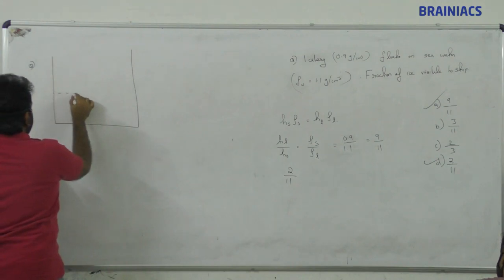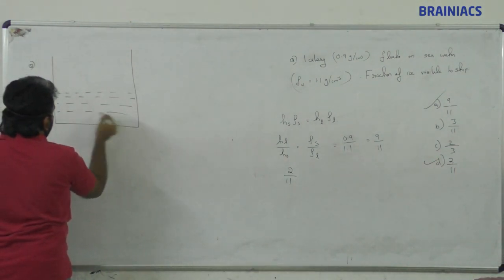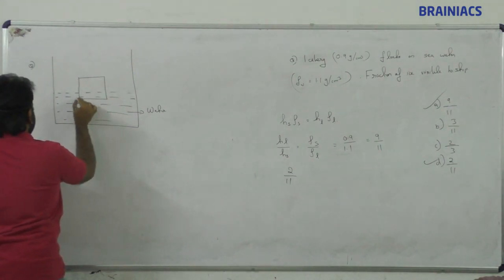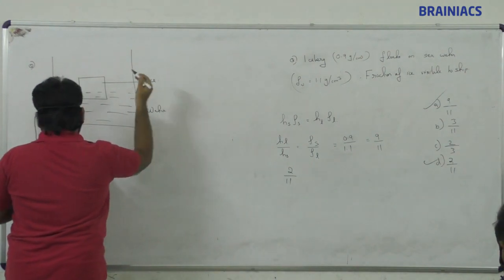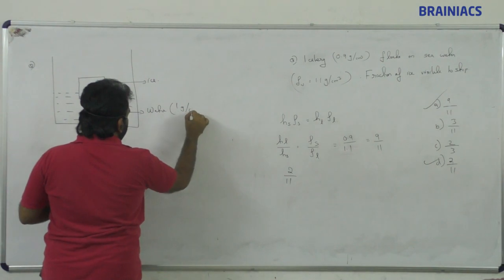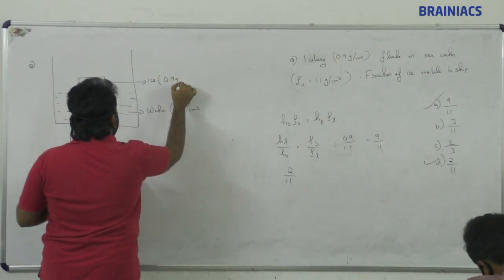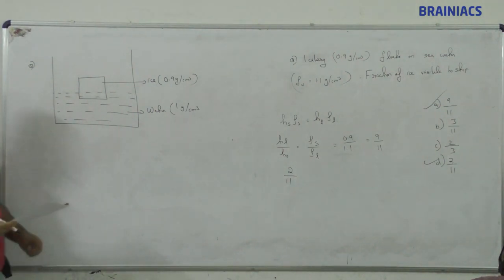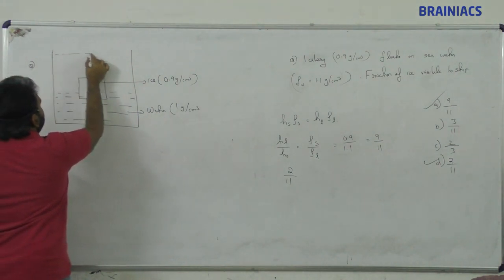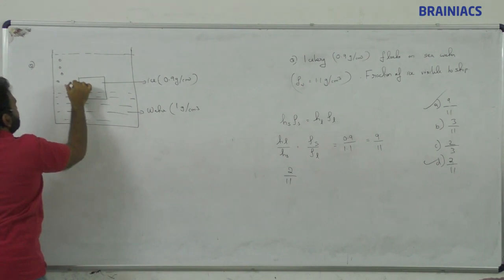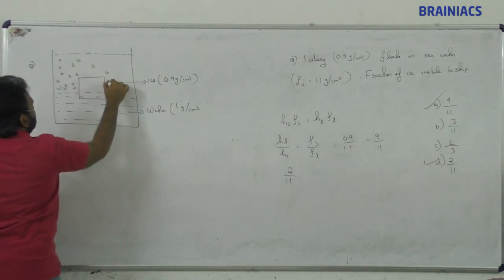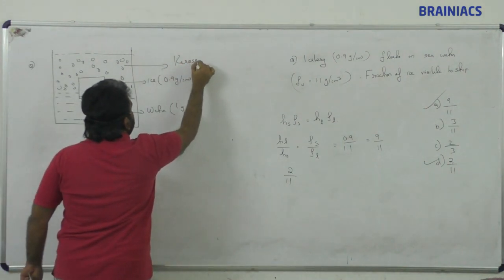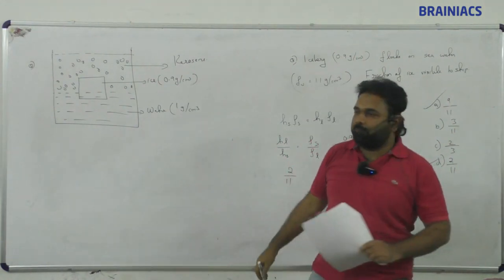Okay. So here, what is this? Water. Here, a solid, this is ice. So water density is 1 gram per cm³, ice is 0.9 gram per cm³. Clear, understood. Okay, so above this, this is just for your understanding. Kerosene will not be like this, I agree. Just for your understanding, another material. Okay, so this is nothing but kerosene, 0.8 gram per cm³.